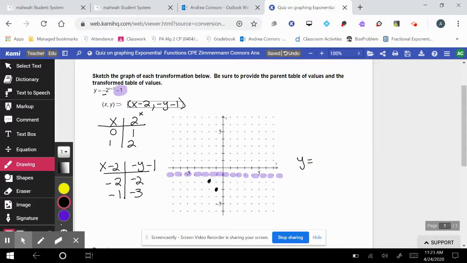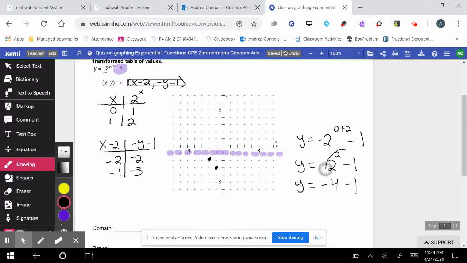So remember your y-intercept is when you plug in 0 for x. This is going to be y equals negative 2 squared minus 1, which is y equals negative 4 minus 1. Remember, the square only affects the 2, which would give you positive 4, and then there's negative in front. So your y-intercept is negative 5, which is right here. And then you just connect it as close as you can to the asymptote, and then connect the dots.